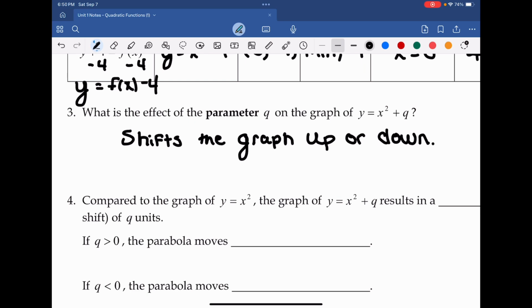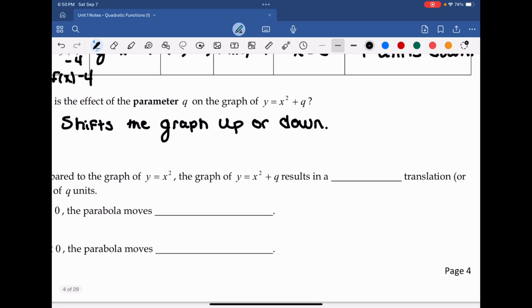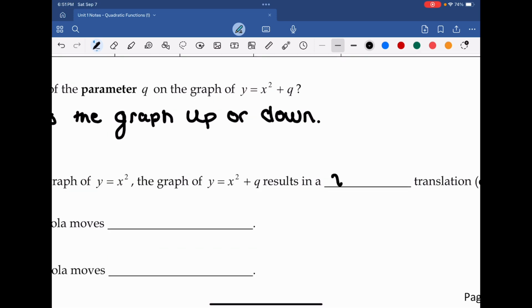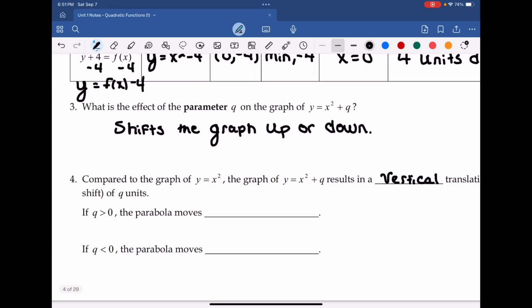the graph of y equals x squared plus q results in this. This is where we're going to introduce the formal terminology. What type of translation? It's a vertical translation because we're moving it up or down. So anytime there's a q either added or subtracted, it's a vertical translation. A translation is another way of saying movement in that direction, and it's of q units.